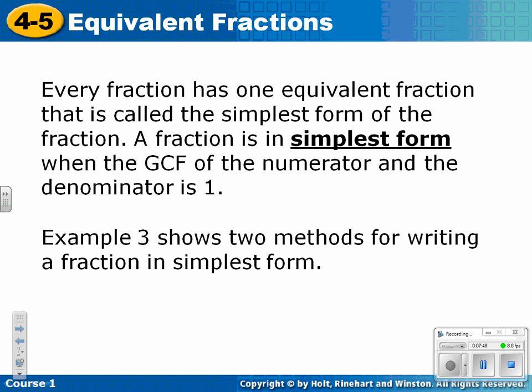Okay. We also need to talk about simplest form. Every fraction has one equivalent fraction that is called simplest form. Unless we're finding equivalent fractions, for the most part, I want you to make fractions in simplest form. The way we find simplest form is we divide top and bottom by the greatest common factor. And the way that we know things are already in simplest form is if the greatest common factor is already 1.